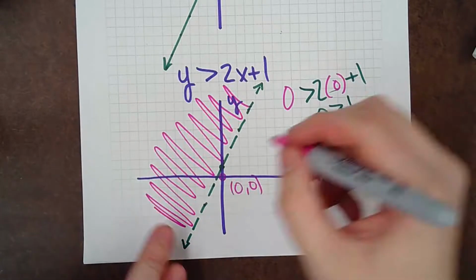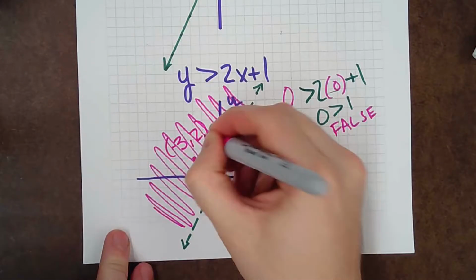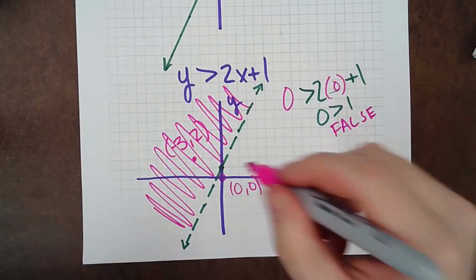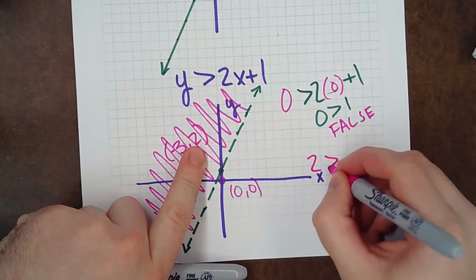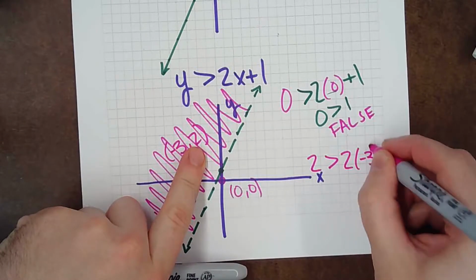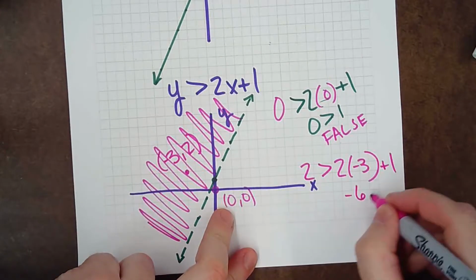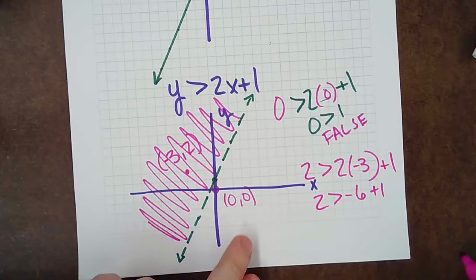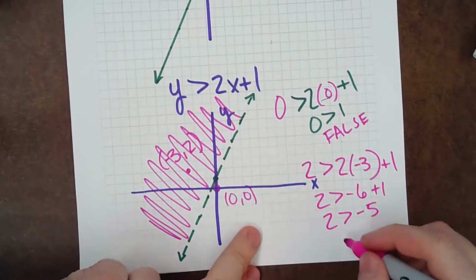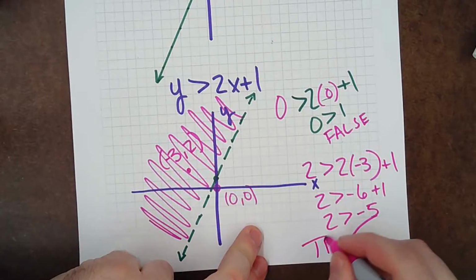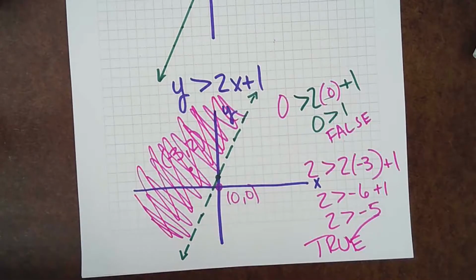For instance, if you were to check this point right here, which is negative 3, 2. If we were to plug it in here, we've got 2 for y greater than 2 times negative 3 plugged in for x plus 1. We get negative 6 plus 1. And then negative 6 plus 1 is minus 5. And we ask ourselves, is 2 greater than minus 5? And the answer is yes, that is a true statement. So this point is part of the solution. This side is where all the solutions are.